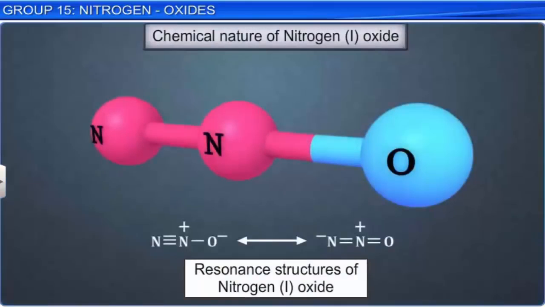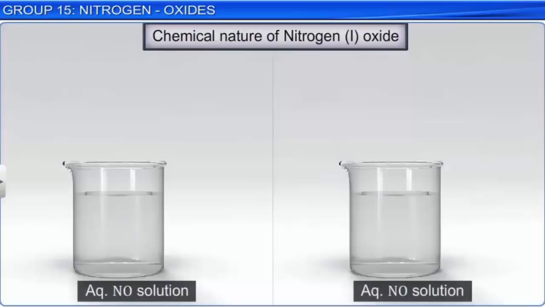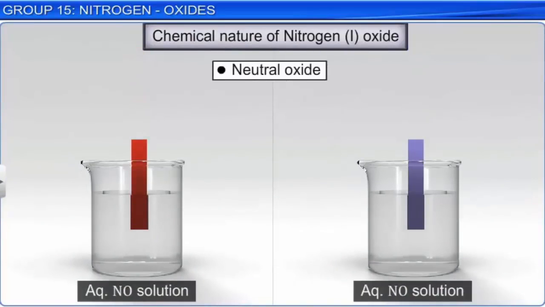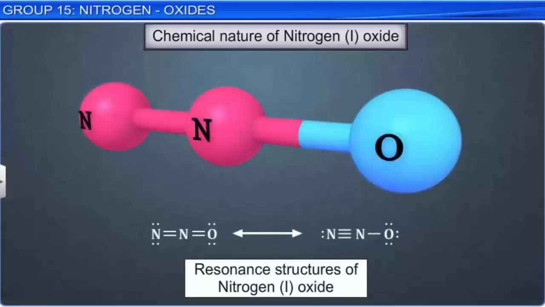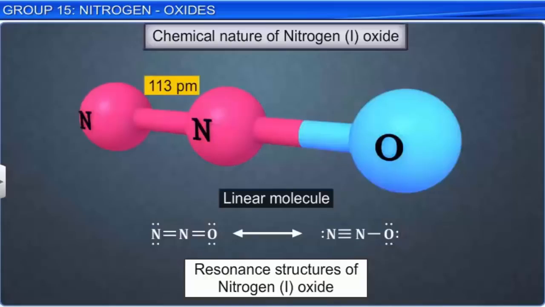Talking about its chemical nature, nitrous oxide is a neutral oxide. Nitrous oxide is a linear molecule, that is a resonance hybrid of the two forms shown here. The bond lengths in the molecule are 113 picometers and 119 picometers.